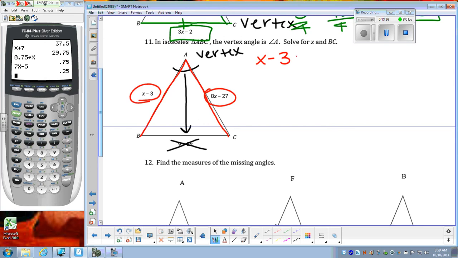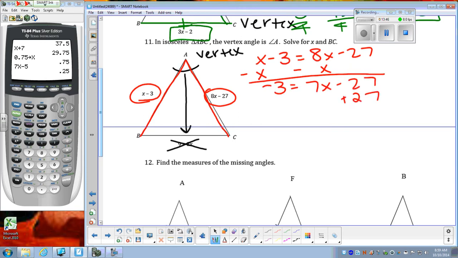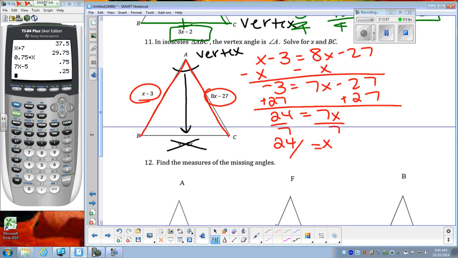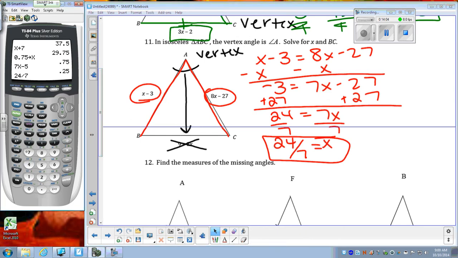So x minus 3 equals 8 minus 2x. Subtract the x. Add 27. 7x equals 24. Divide by 7. Now I want exact answers, so I'm going to keep this as my fraction and use my store button. So 24 over 7. I'm going to put parentheses around this. I want to store this as x.